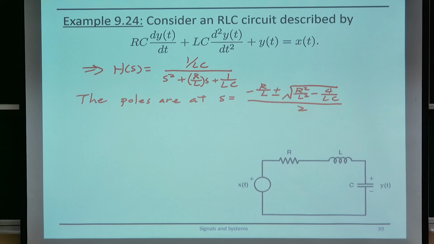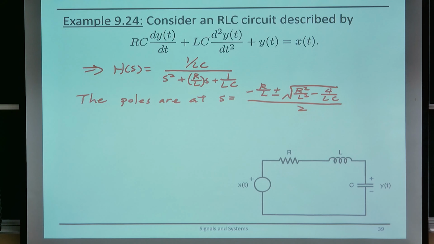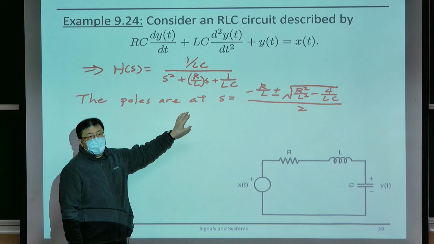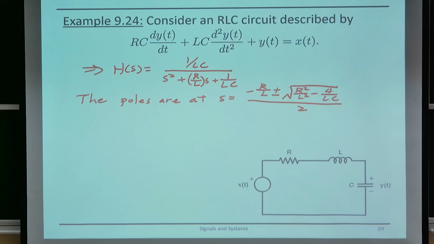So this system describes the input-output of this RLC circuit here, the input being the voltage source and the output being the voltage across the capacitor. Now, assuming that R, L, and C are all positive, is this system causal or not?